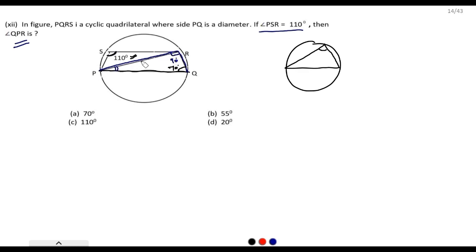Now look at triangle PQR. Sum of all the angles will be 180. This is 90, second is 70 and the third we have to find, equal to 180. Then x is equal to 20 degrees. Means our answer is 20 degrees. Option D is the right option.